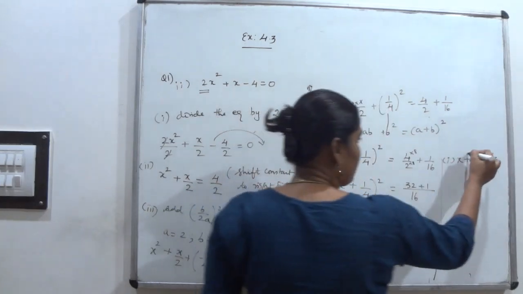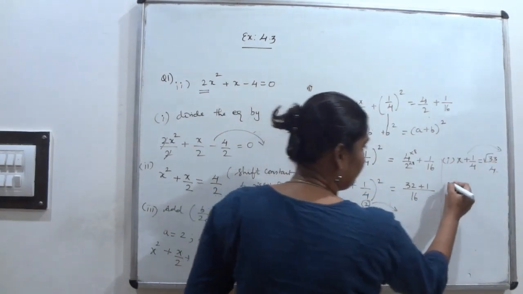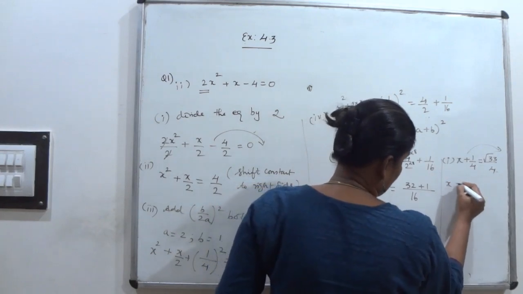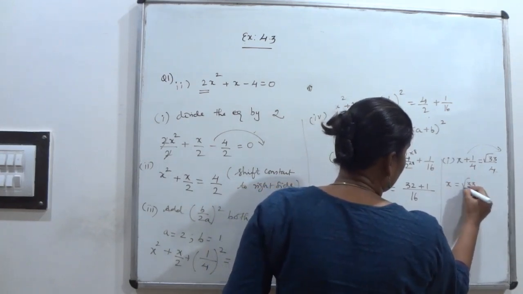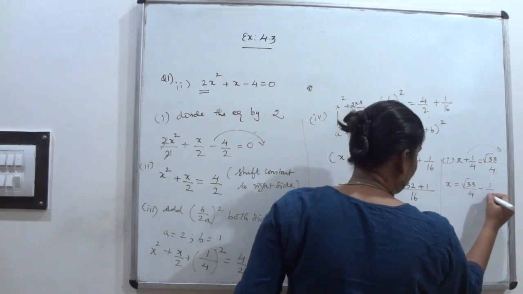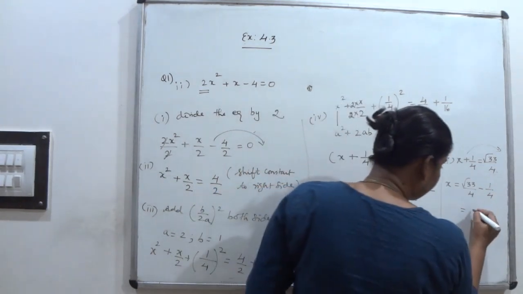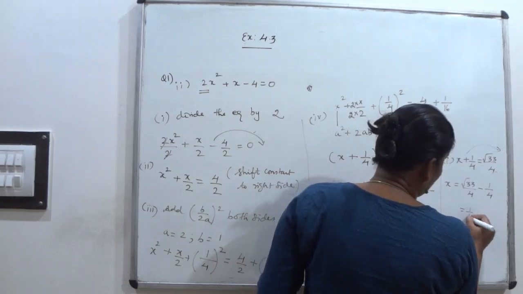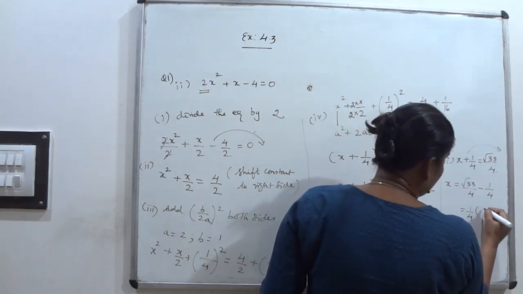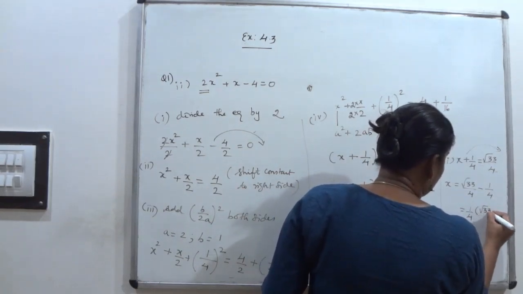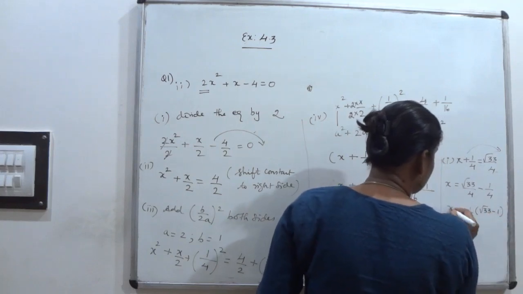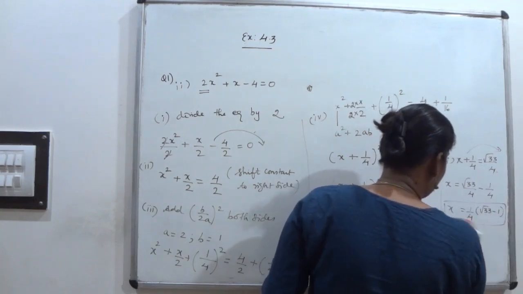Plus 1 by 4 goes outside, minus 1 by 4. So x is equal to root 33 upon 4 minus 1 by 4. The denominators are equal, that's why I have written 1 by 4 into root 33 minus 1, which is equal to x.